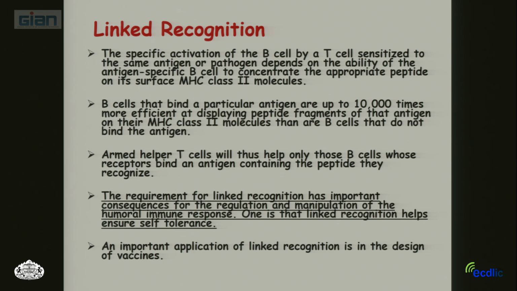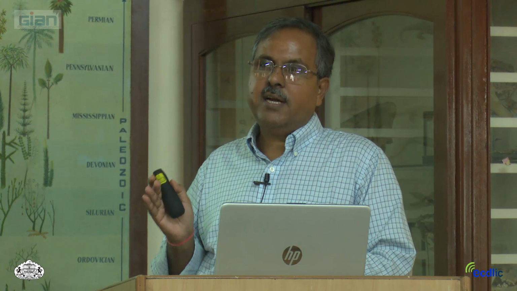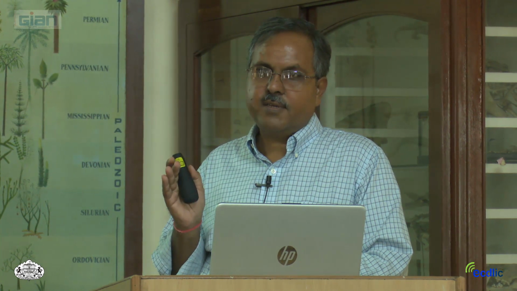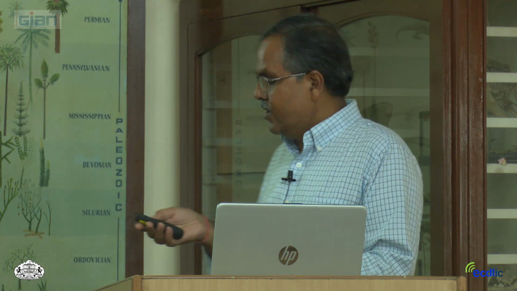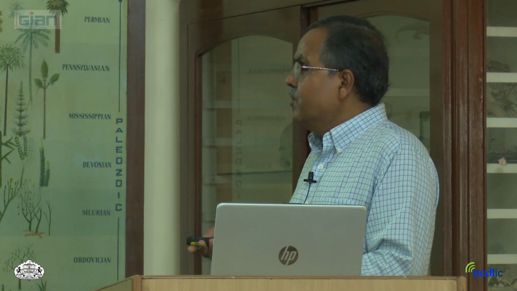The requirement of linked recognition has important consequences for the regulation and manipulation of the humoral immune response. One of those is that this linked recognition helps to ensure self-tolerance. Everywhere in the immune response, they want to make sure that your immune cells do not start attacking your own cells. Whether it's T cell response, B cell response, even in macrophages, they have those kinds of signals which are important. So, always trying to induce self-tolerance.